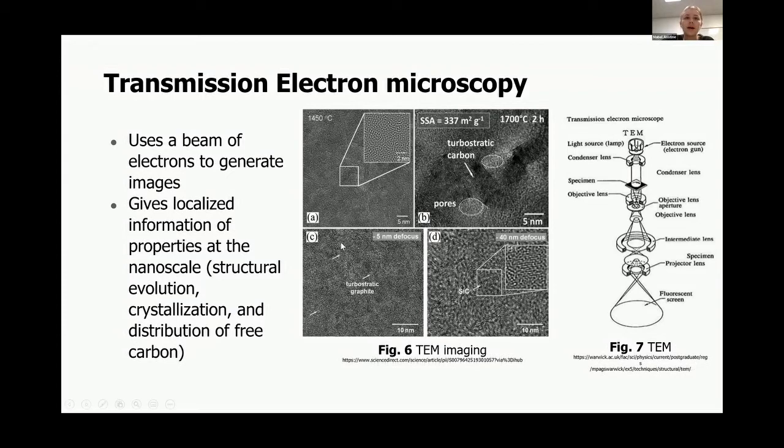So these are some examples of TEM imaging, and then over here, this is the general layout of the instrumentation for TEM. So you're going to start with a light source, and then it's going to hit a condenser lens, which is going to focus a beam of electrons. It's going to hit the specimen, and then the objective lens is going to turn that resultant beam into a visible image. And then this intermediate lens and the projector lens here are going to magnify and project the image onto a screen so that the information can be obtained. And then again, these are examples of some imaging that can be gathered through this method.